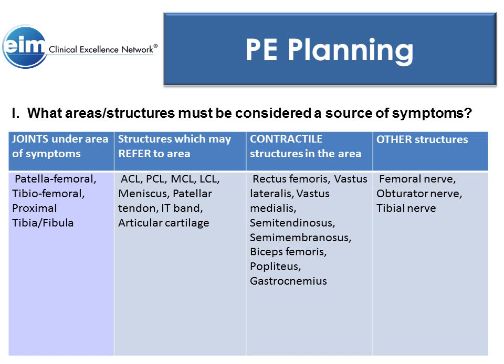Some of the contractile structures in the area, we have all the muscles of the knee: the rectus femoris, vastus lateralis, semitendinosus, semimembranosus, biceps femoris, popliteus, and the gastroc. And some other structures there, we have the nerves that run through and around the knee: the femoral nerve, obturator nerve, and the tibial nerve.